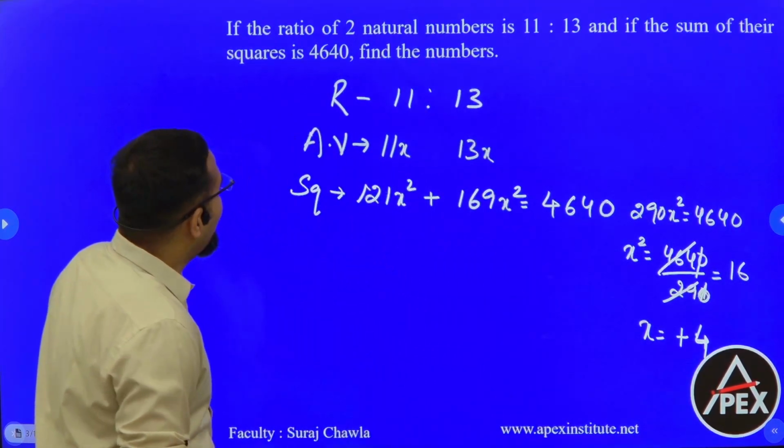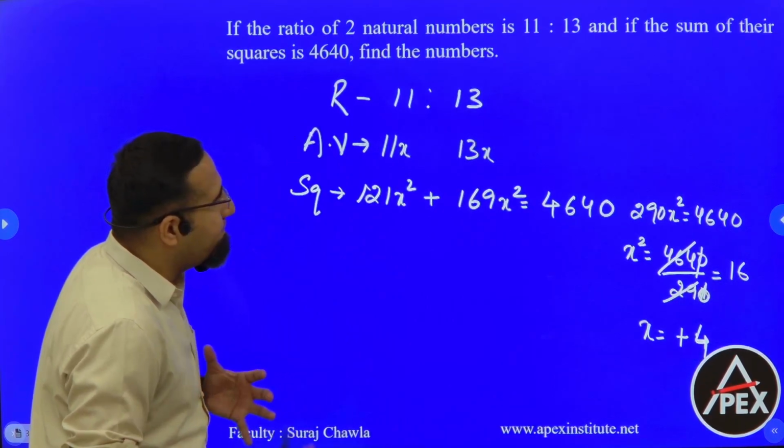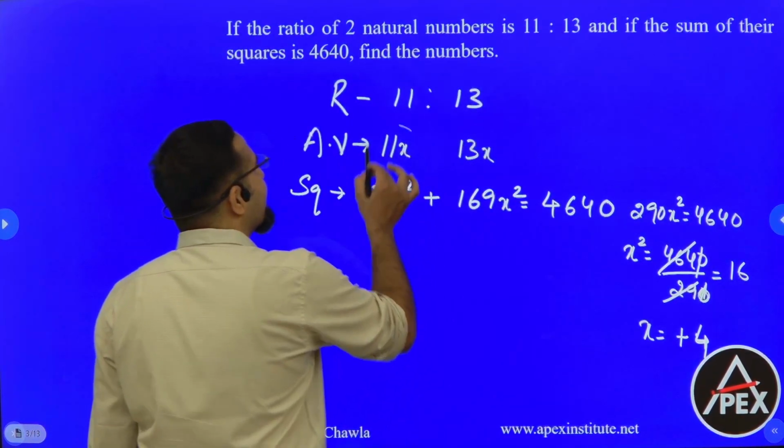Clear guys? Now what am I looking at? Now we are looking at find the numbers. Now what are my numbers? My numbers are 11x and 13x.